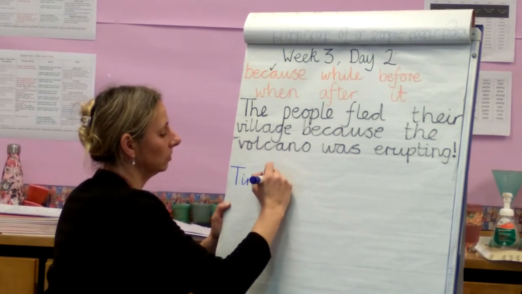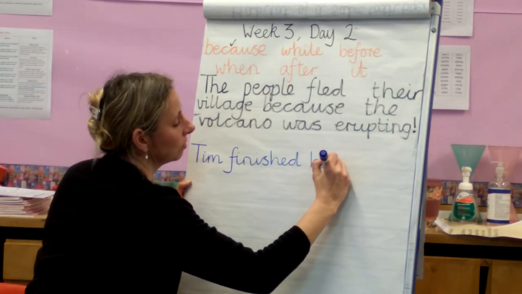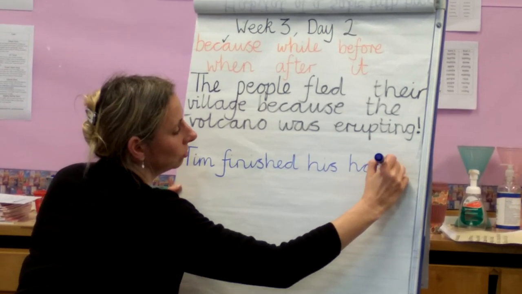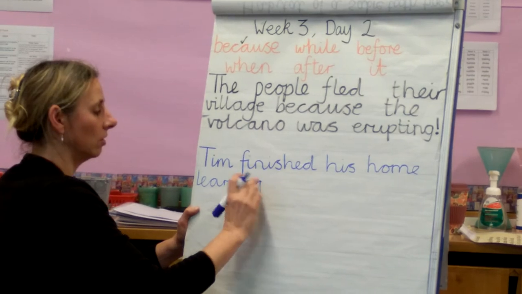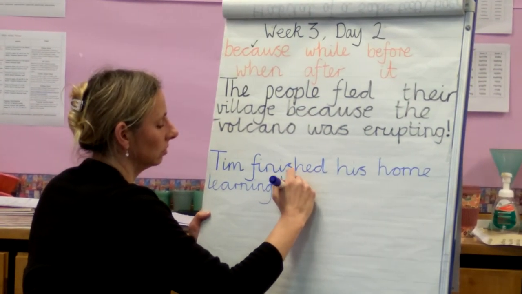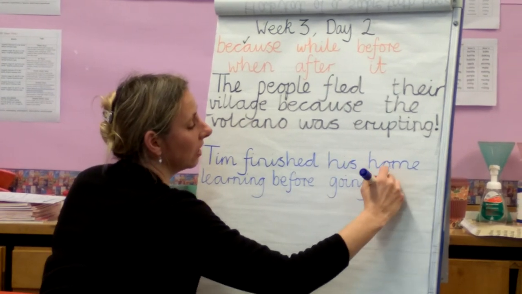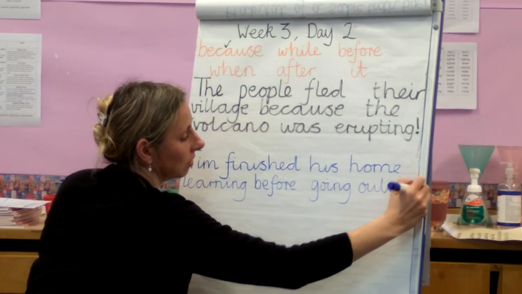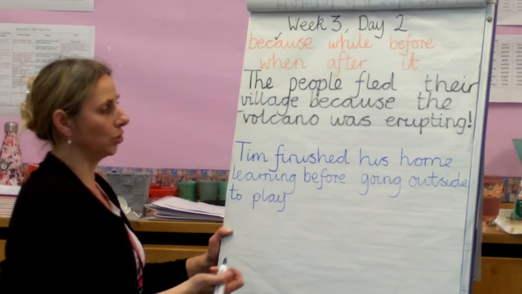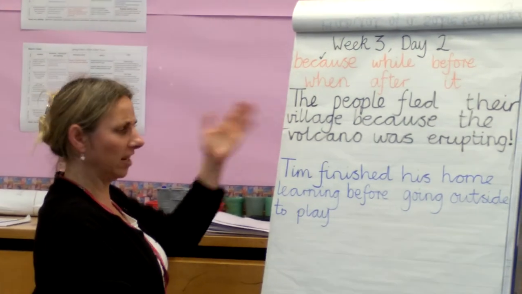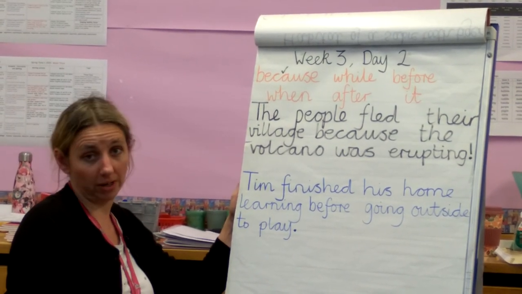my main verb, finished his home learning on the next line there. Finished his home learning. So his verb before. Going, my second verb, outside, to play. And I'm just going to finish with a full stop there. It's not a question, and nothing really exciting is happening. It's not a dramatic sentence. I can just have my full stop here. So, Tim finished his home learning before going outside to play.